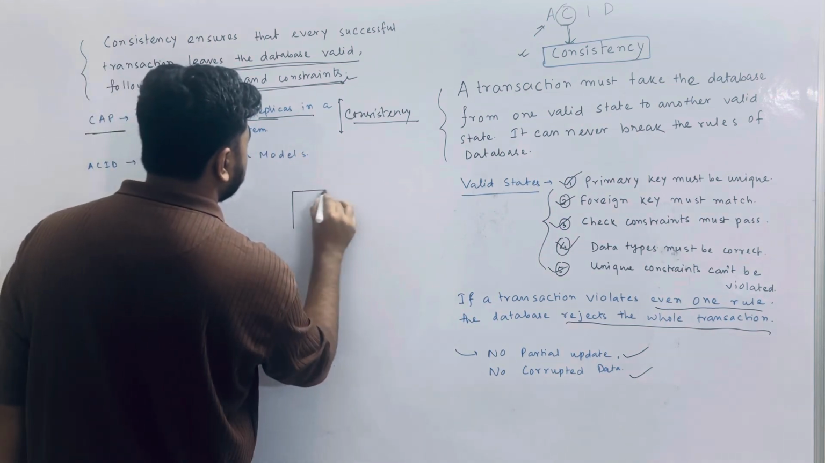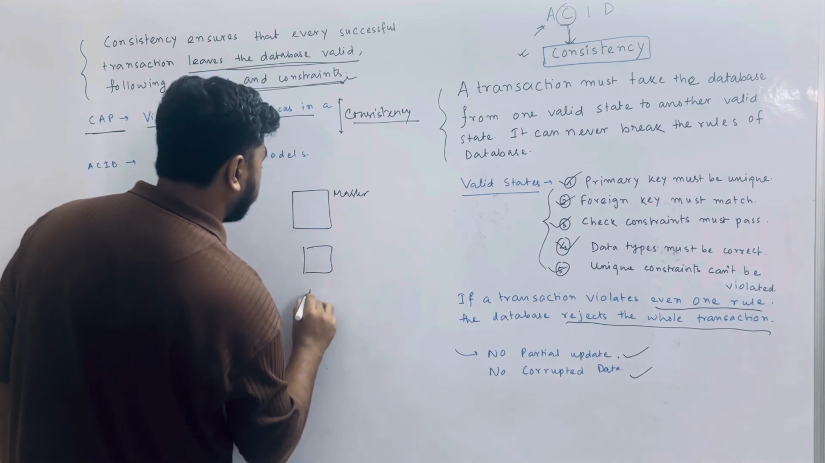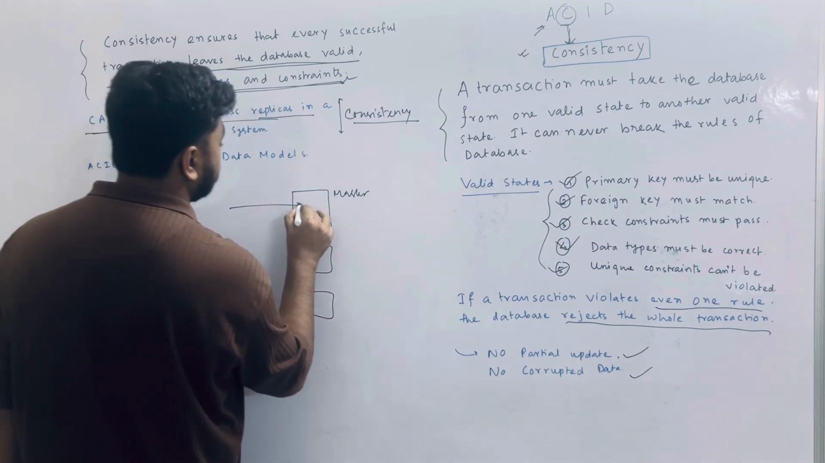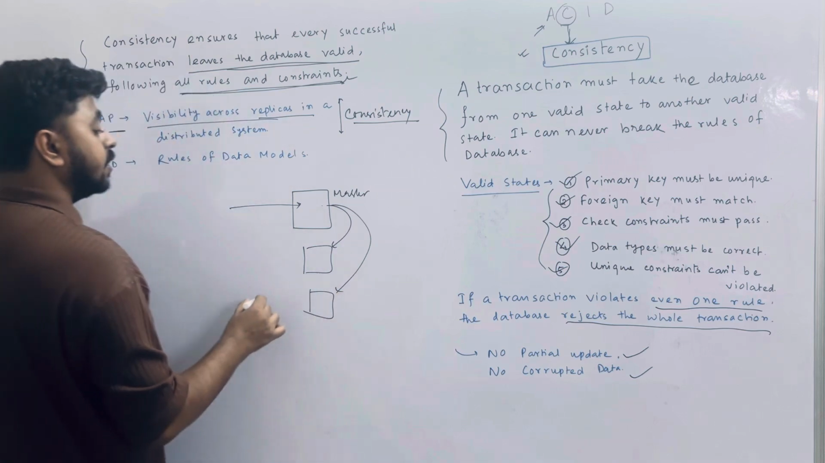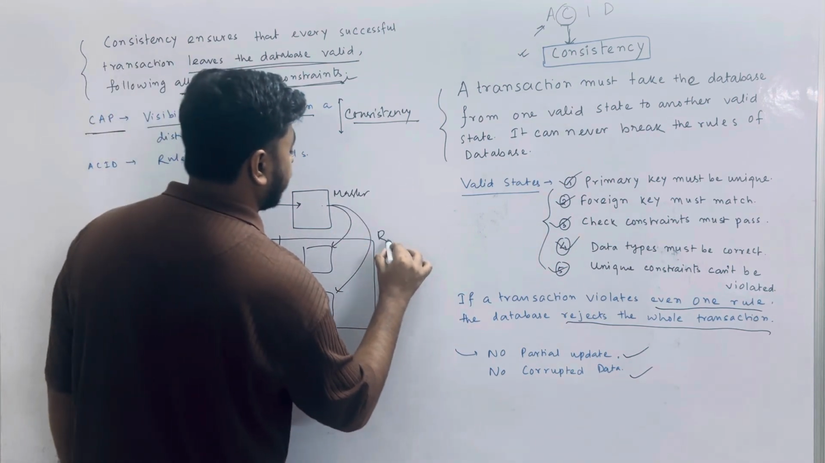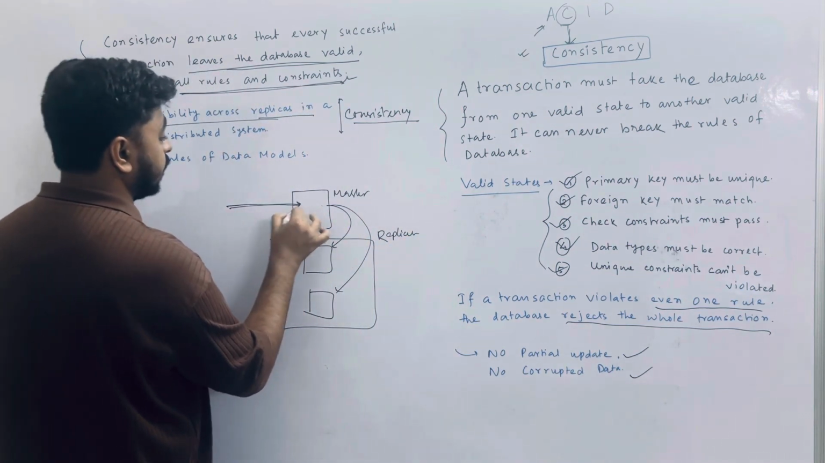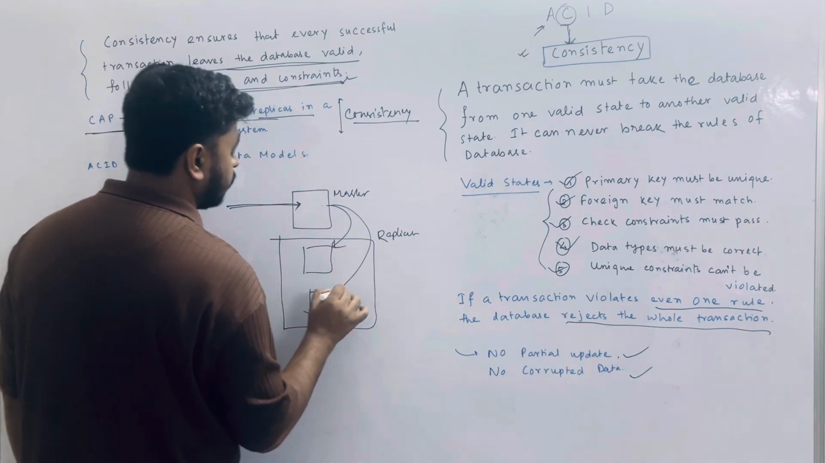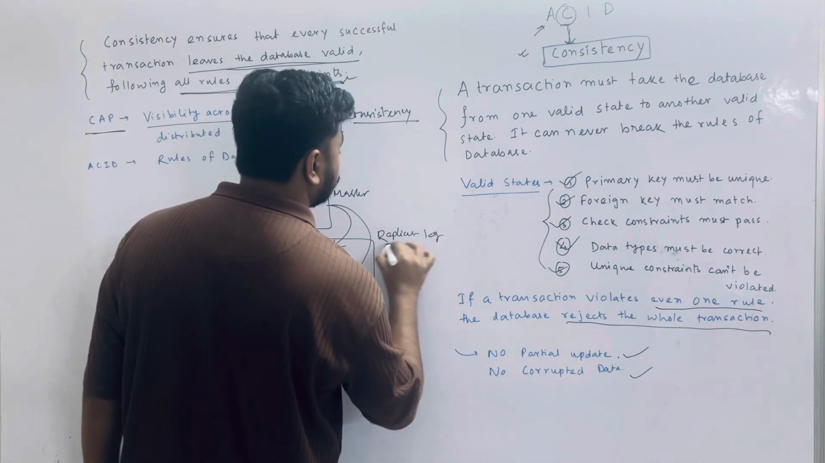So in a distributed system, what happens? We have a master database and multiple replica databases. The master database handles the writes, and after writing, the data gets automatically replicated to the replica databases. It takes some replication lag. After you write data in the master database, the replication happens in your replica database within a particular time frame, so there is a replication lag.